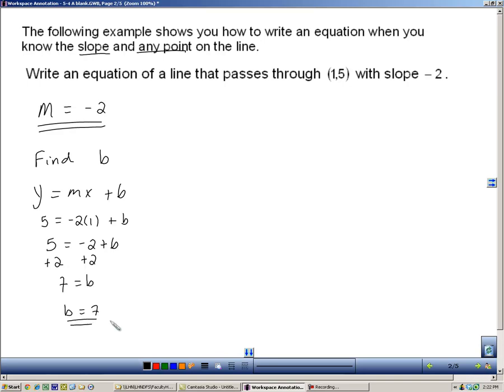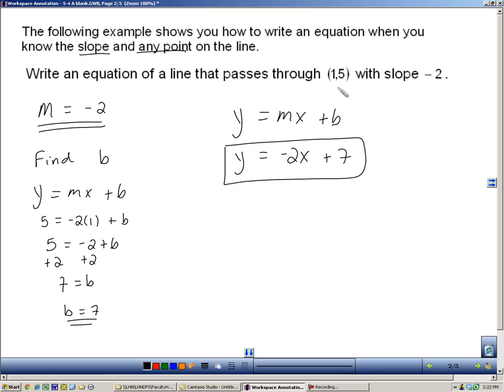So we were just able to find out what the b was. And now that you know the m and the b, you can write your equation in slope-intercept form. My m is -2, and my b is 7. So the key is to use the point that they give you and the slope. You use those right here to find out what your b is, and once you find out the b, it's just like the problems in the last section.